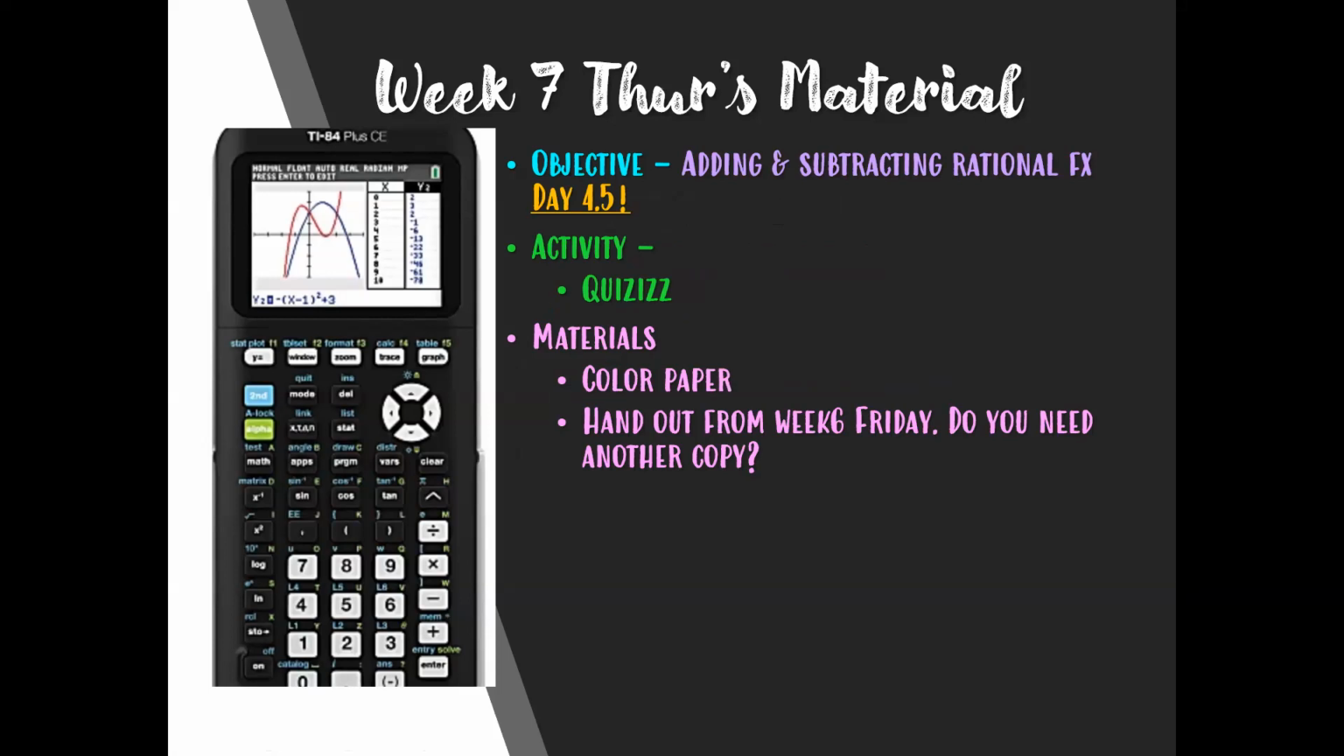All right, so for today, our objective is adding and subtracting rational expressions. I'm going to have you do a quiz. You need to have a colored paper, which you already have, and also the handout from week 6 Friday, so last Friday. We're still not done with it yet, but we will finish that today.